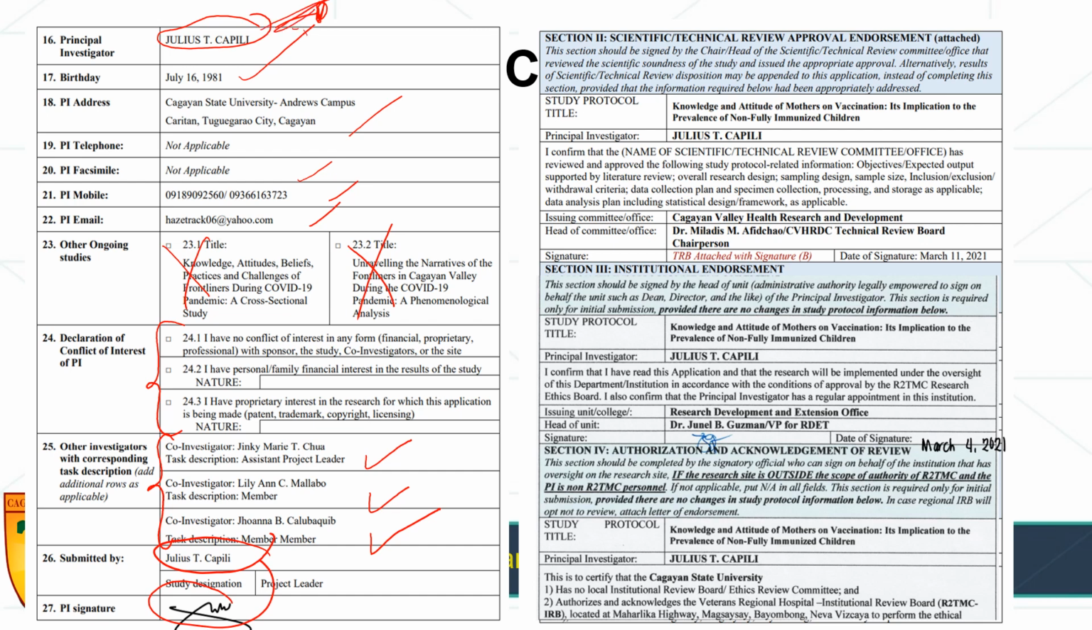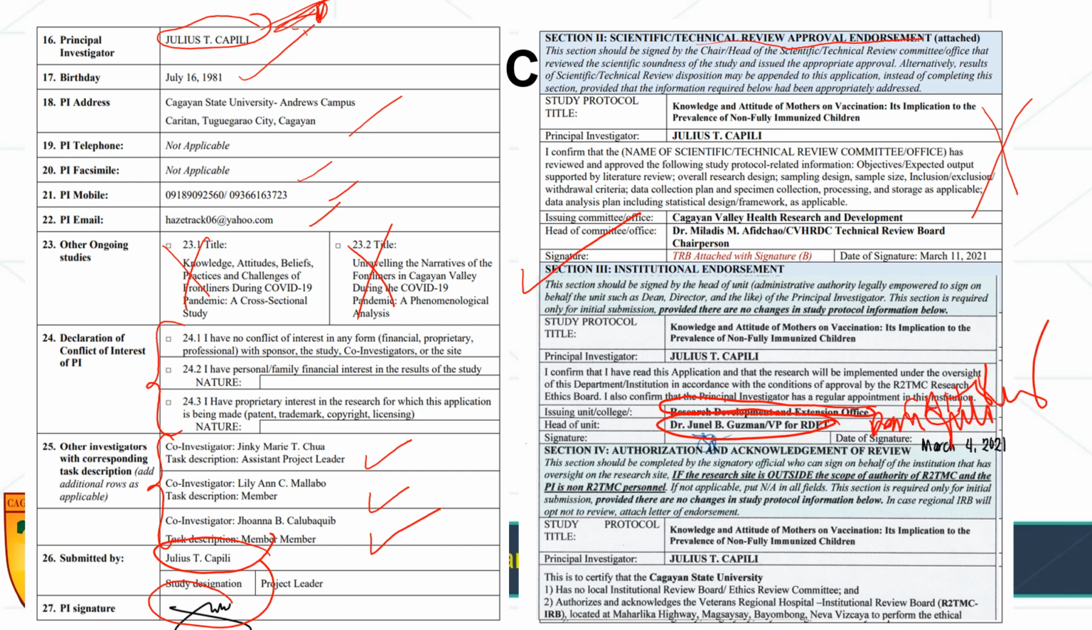And then we'll look at section 2 here. If there is a technical review approval endorsement, you don't need this. What you need would be the institutional endorsement. This is to be signed by the head of the unit. Issuing college would be College of Allied Health Sciences, and then head of the unit would be Dean Julius. So he will be the one signing this.